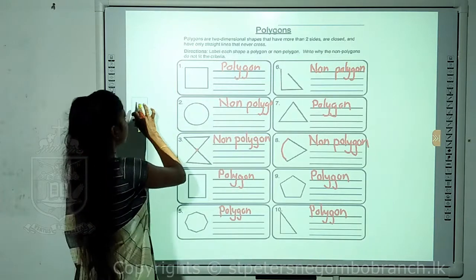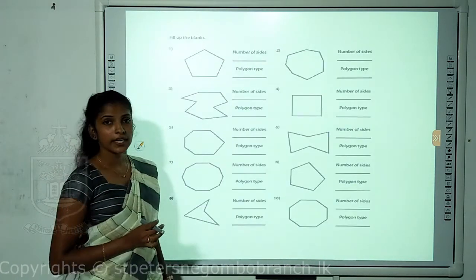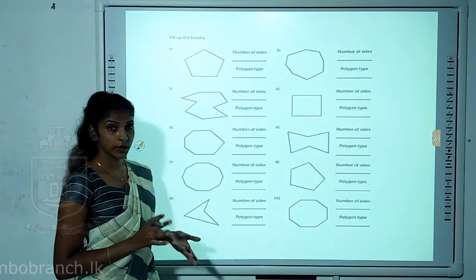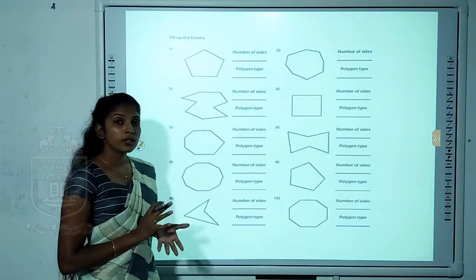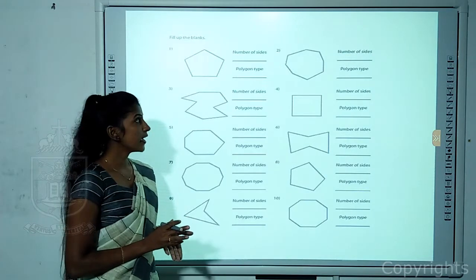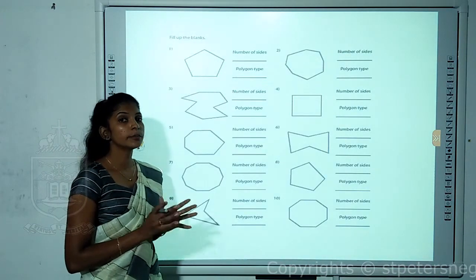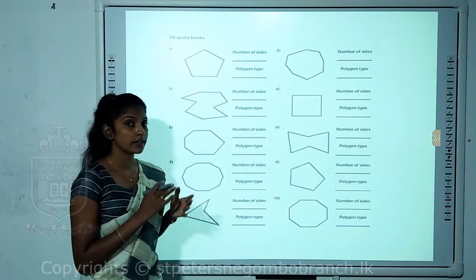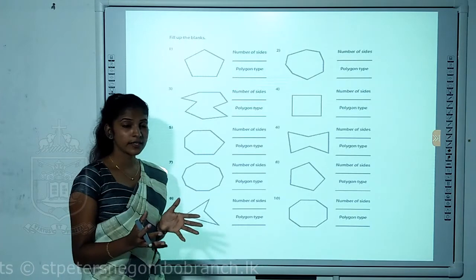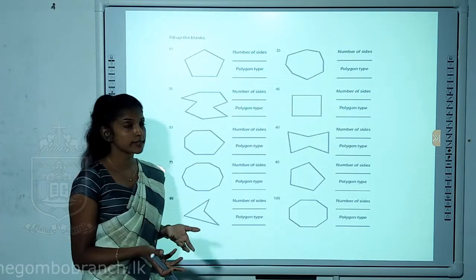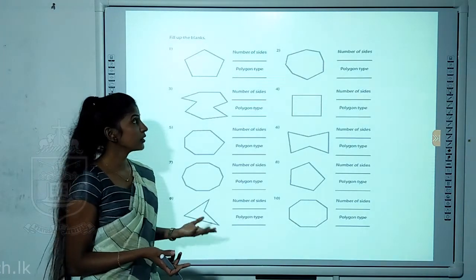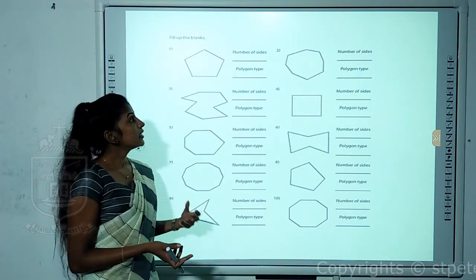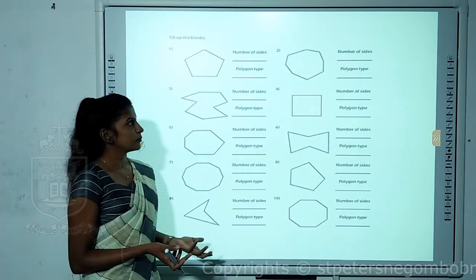Right. Next, we'll move to another activity. So, there you all have some figures, plain figures, polygons are given. You all have to count the number of sides and write the name of the polygon type according to the sides. As we discussed, there are different names given to the polygons according to the sides. So, in this activity, we are going to identify the polygons according to the sides and then write the name of the polygon type. Okay, let's start.